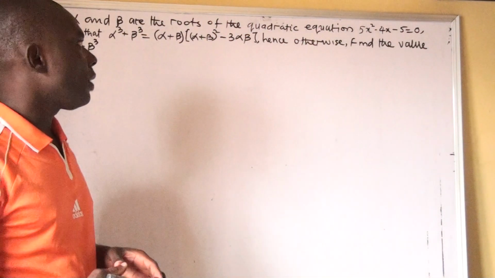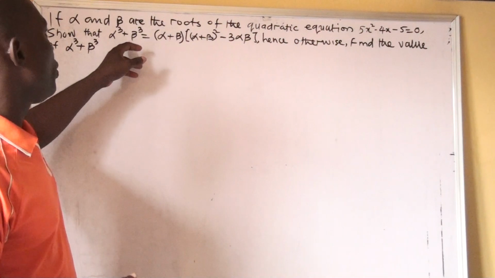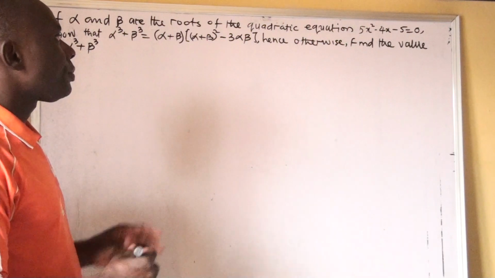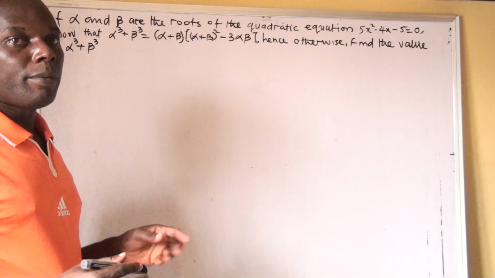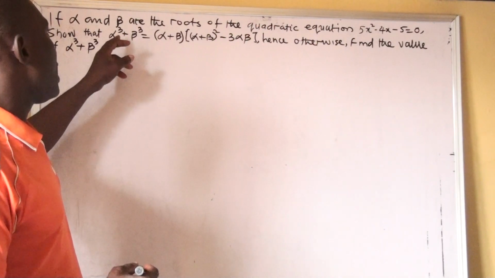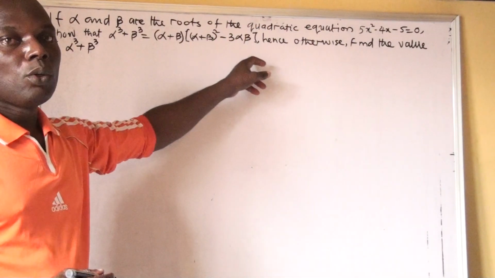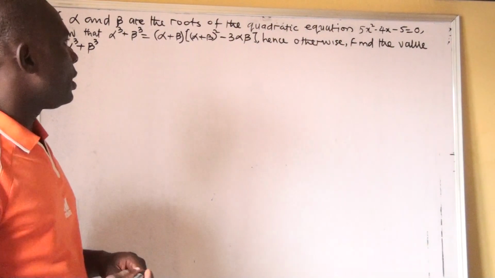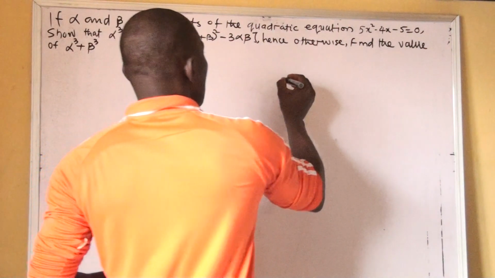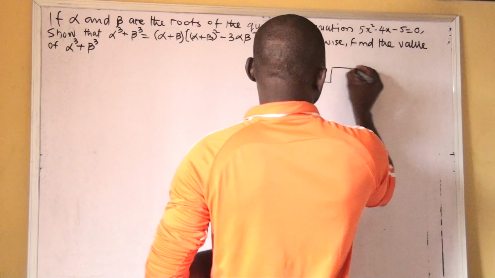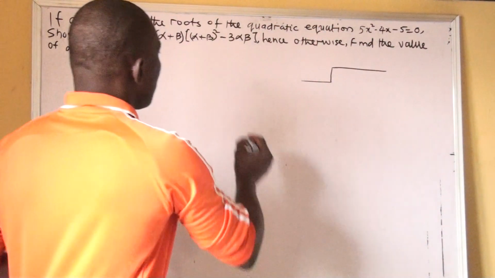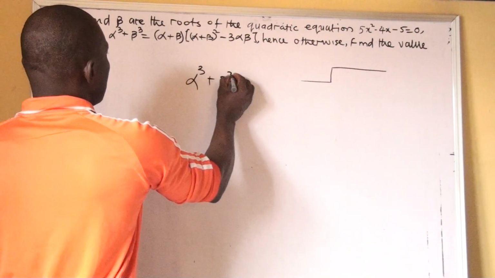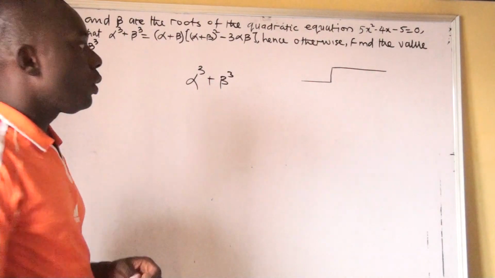Here we're asked to show that alpha cube plus beta cube is equal to this expression. We're going to use the long division approach to establish this fact, that alpha cube plus beta cube is equal to the right hand side. In the long division approach, we will look at a factor that can easily divide alpha cube plus beta cube. We'll look at one of the factors, and how do we go about that?